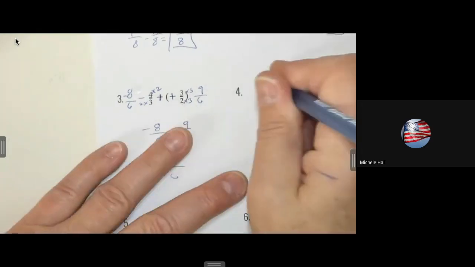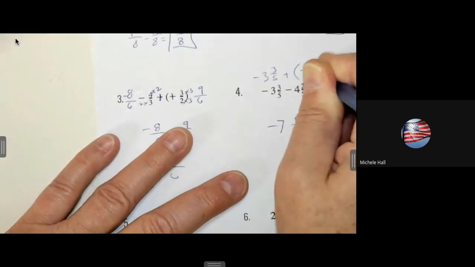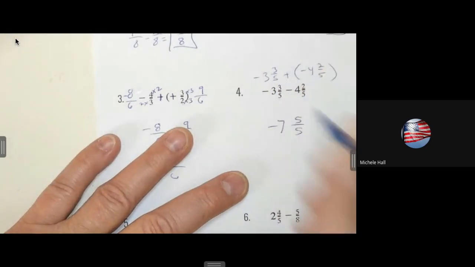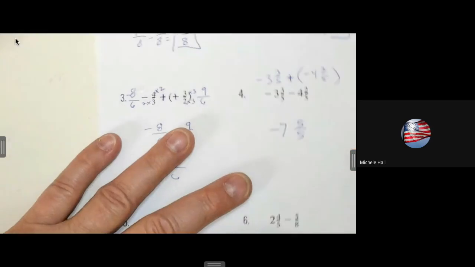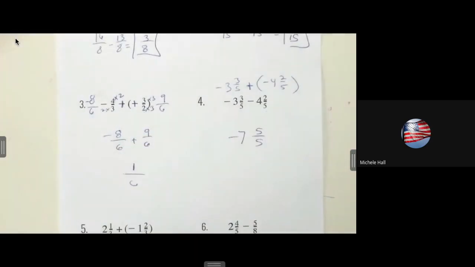-3 and 3/5 plus -4 and 2/5. If that's how you feel more comfortable, to see that you are adding two negatives, I don't mind that you do that. Not at all. Yep. And again, whatever works for you.